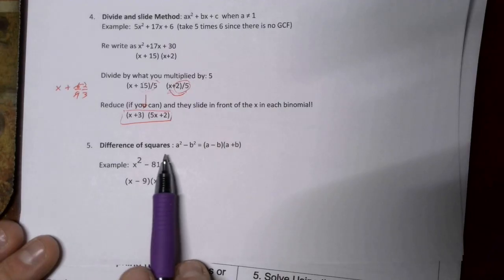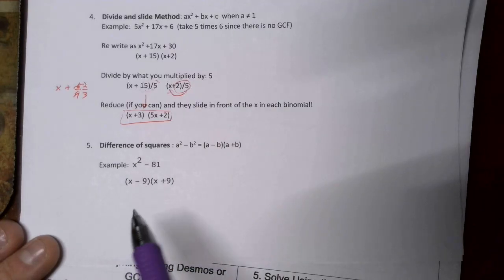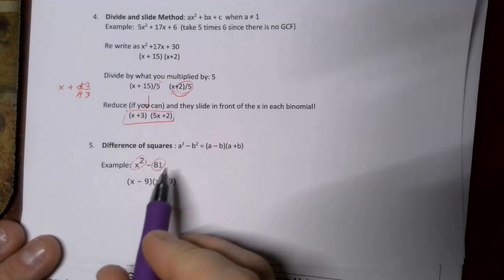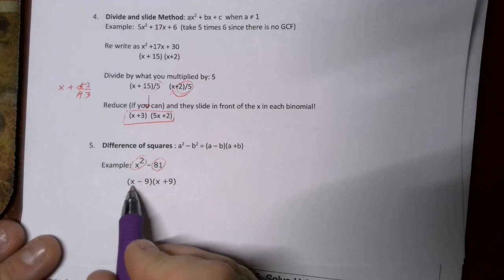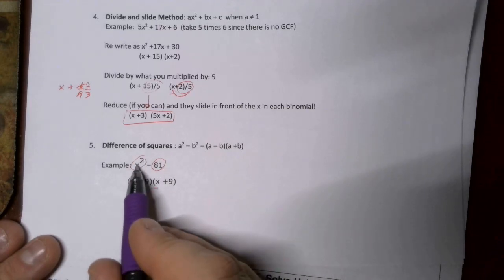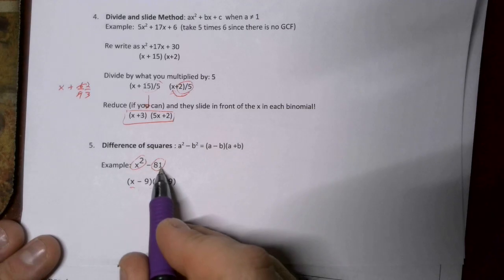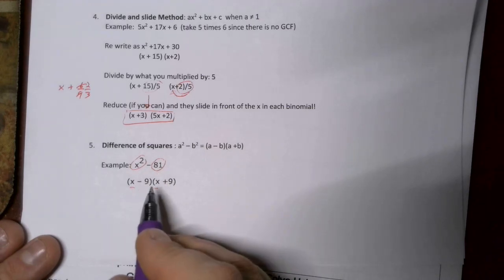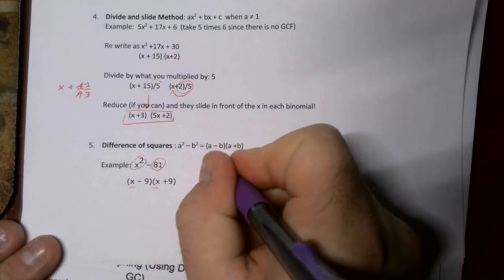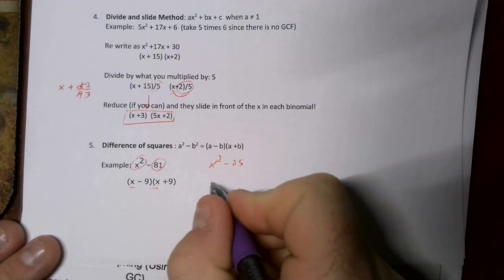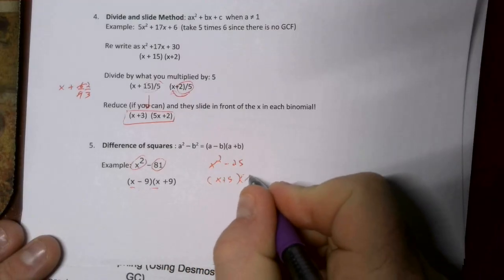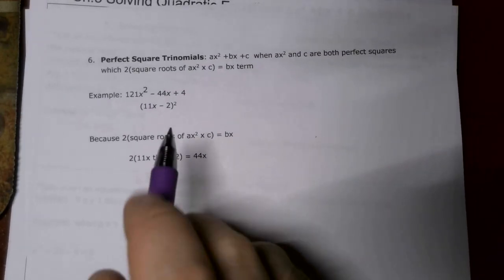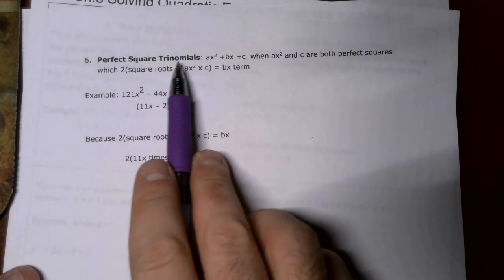Another helpful factoring method is called the difference of squares. So if I have the difference of two perfect square numbers, you can split it into two binomials where the x squared splits to x and x. You square root it, you get x and x, and then the 81 becomes 9 and 9, and then you have a plus and minus on the signs. So if I gave you an example like x squared minus 25, that would just be x plus 5 times x minus 5.